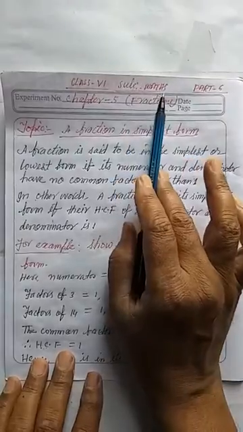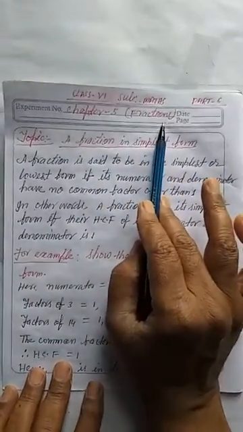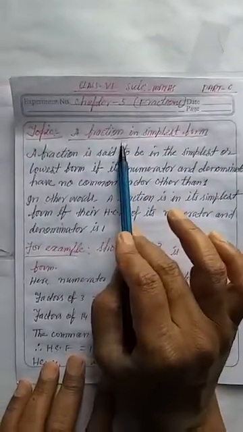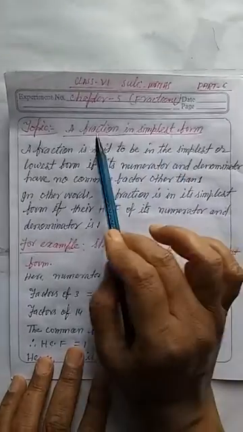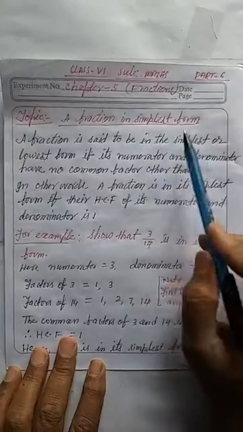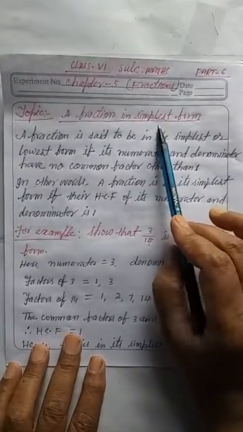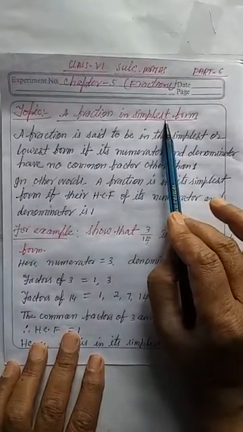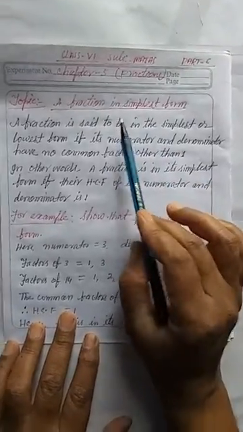Class 6, Subject Math, Chapter 5, Fractions. Today our topic is fractions in simplest form. Okay, students, sometimes you get confused about how to bring the given question into the simplest form, lowest form, or standard form. So first of all, I am reading this topic, then I will explain.